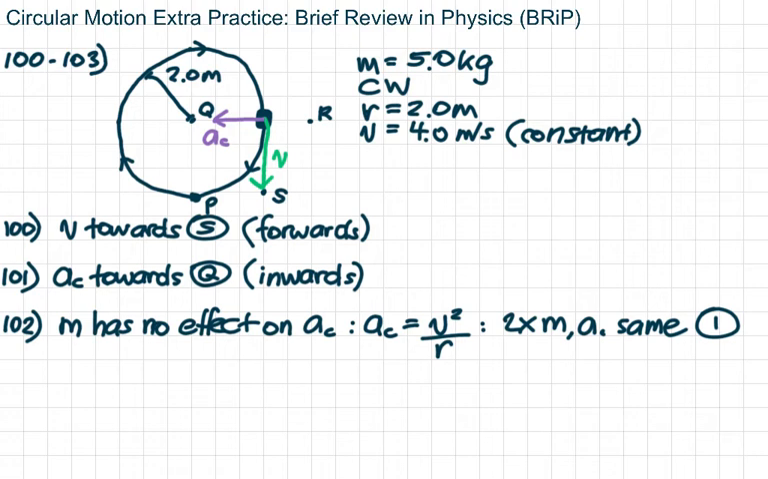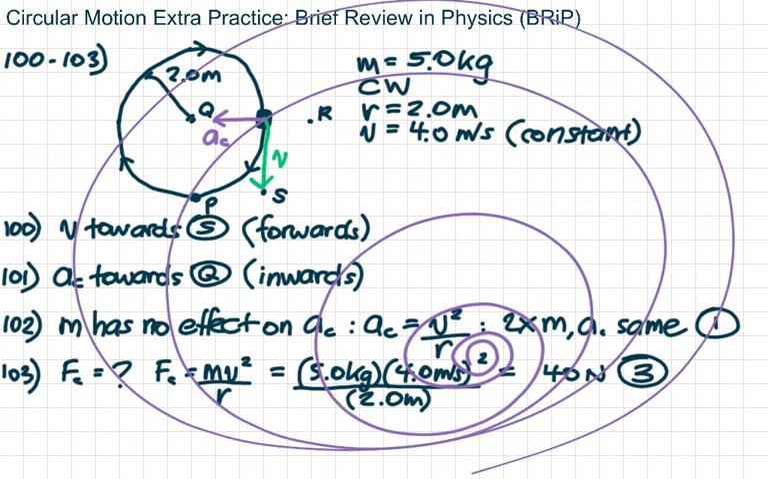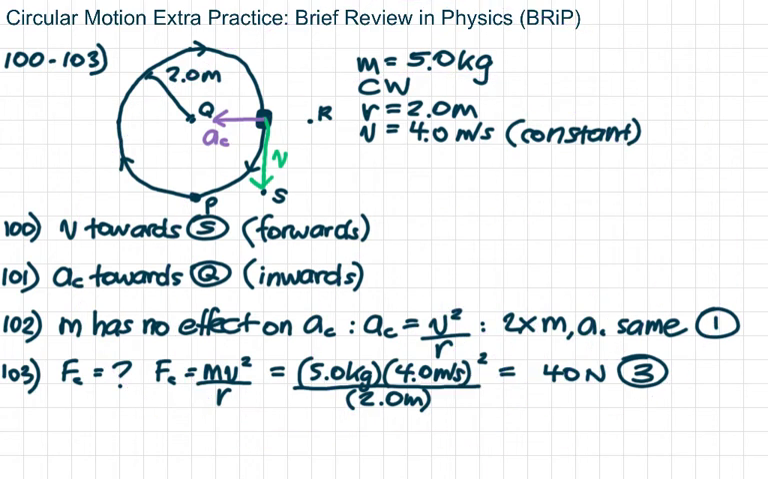103, once the centripetal force, you do mv squared over r. And don't forget to square that speed. The speed is squared. And you wind up with 40 newtons. That's going to be choice 3.